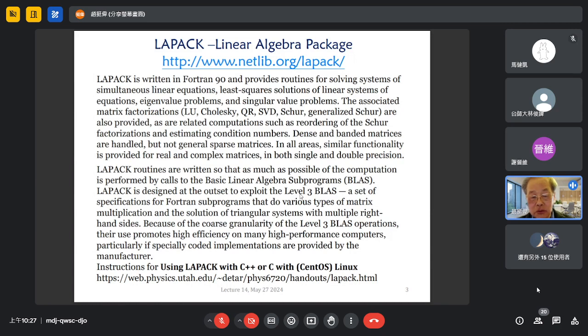You can also call LAPACK from C or C++, and I refer you to this link. It gives you a detailed prescription of how to do it. So if you have a C code and you use LAPACK, then you can use the prescription given in this link to do it.